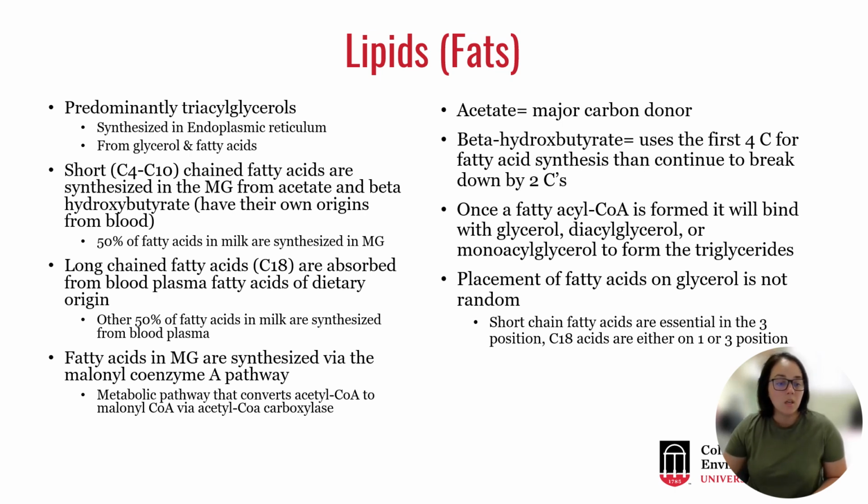They are synthesized from blood plasma. So fatty acids in the mammary gland are synthesized via the malonyl coenzyme A pathway. Again, don't know if I said that pathway correctly. This is not necessarily a pathway that we have probably seen, but in a few minutes it will probably look pretty familiar to you guys. So that pathway is a metabolic pathway that converts the acetyl-CoA to the malonyl-CoA via the acetyl-CoA carboxylase enzyme.